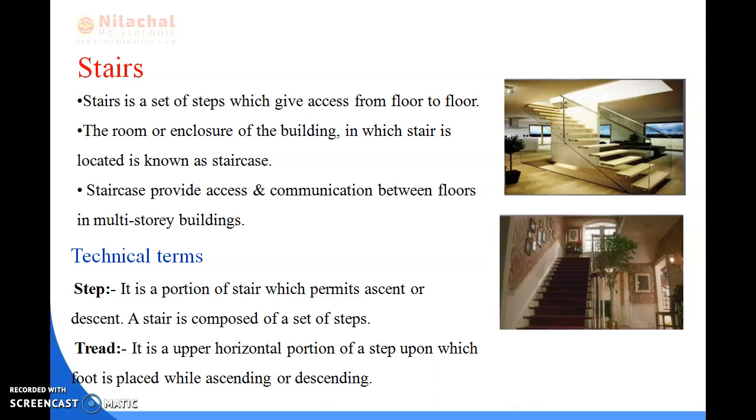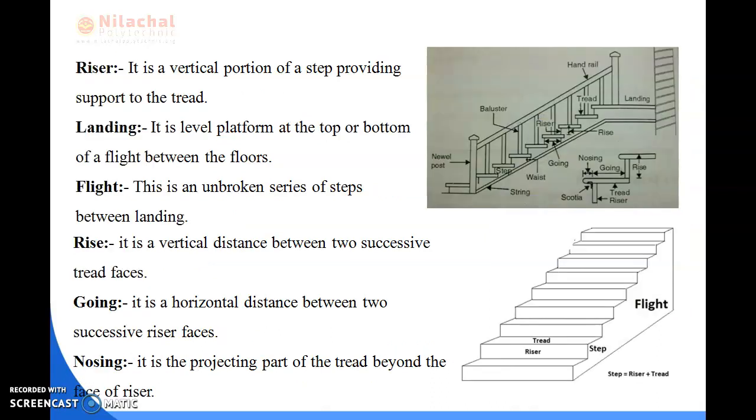So step, all of us know, is a portion of the stair which permits ascending or descending. Next is tread. It is the upper horizontal portion of a step upon which the foot is placed while ascending or descending. You can see the images of the tread here. This is the tread part. And the riser is a vertical portion of a step providing support to the tread.